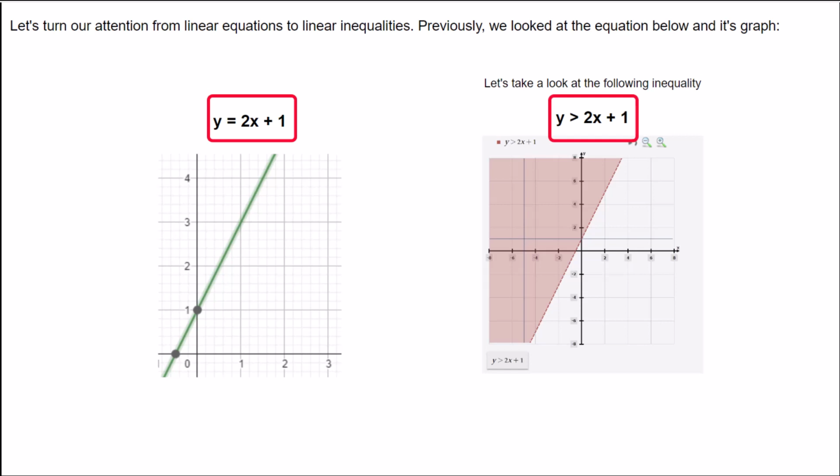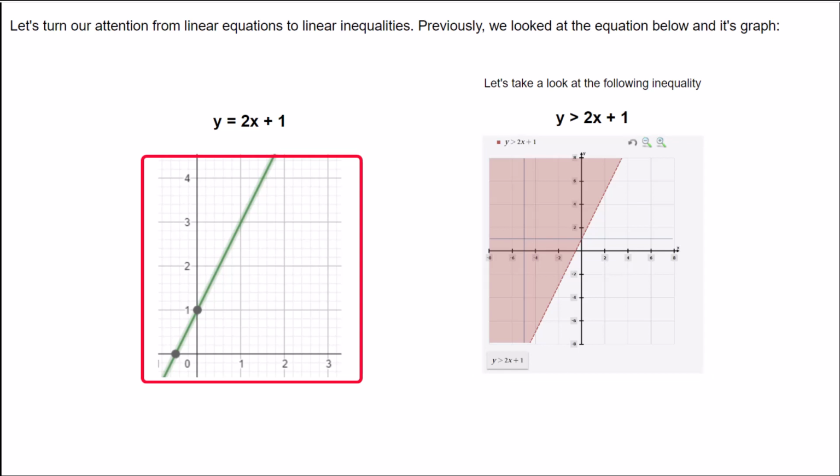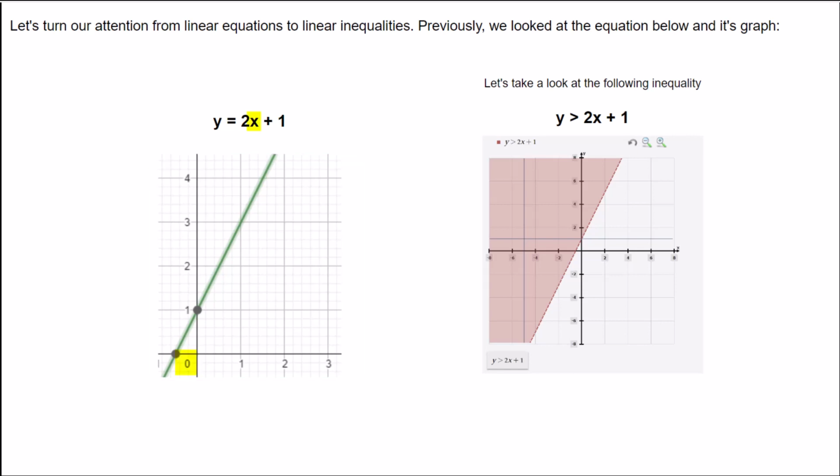If you compare the linear equation here on the left to the linear inequality on the right, you'll notice that the equations themselves look similar, and that there's also some similarity between the graphs. Let's talk a little bit about how they differ. For the left-hand equation, y is equal to 2x plus 1, if you set x equal to 0, you can see both from the graph and just by calculation that the value of y will be 1.